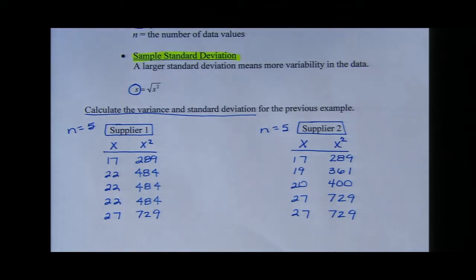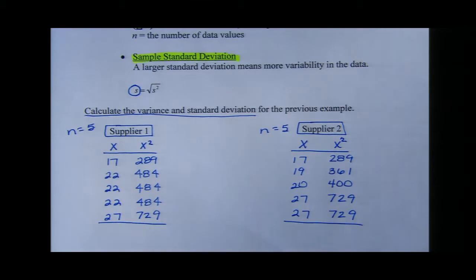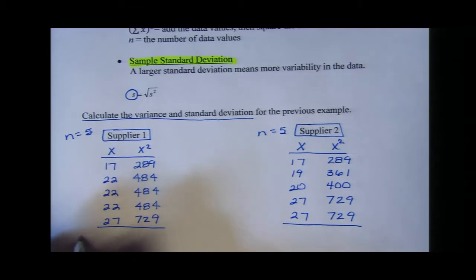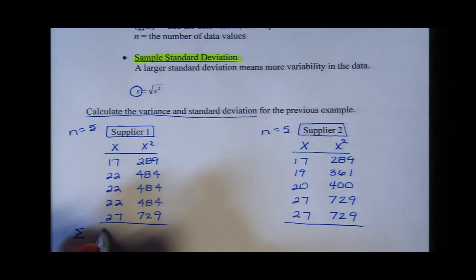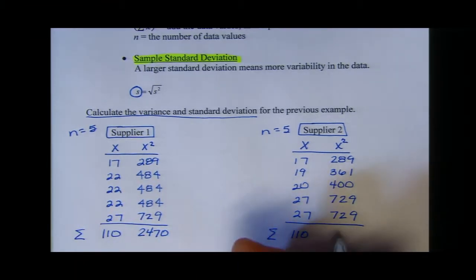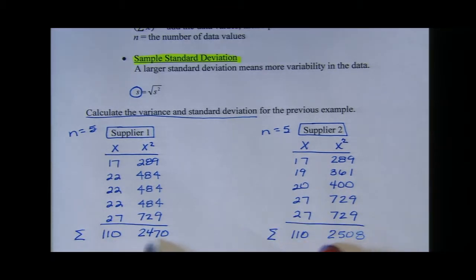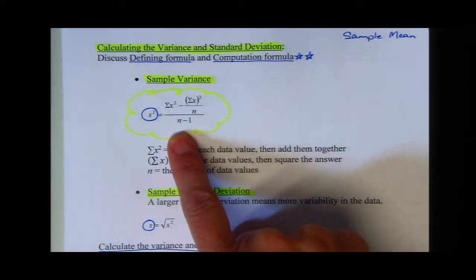All right, so once we get our tables, then what we have to do is do their summations. And summations just mean add them up. So what we're going to do is find out the summations. So I would add up this column, which is 110, and then I would add this column, which is 2,470. And I'm going to do the same over here. And I get 110, 2,508. These summation values are the numbers that we're going to use in this formula here.